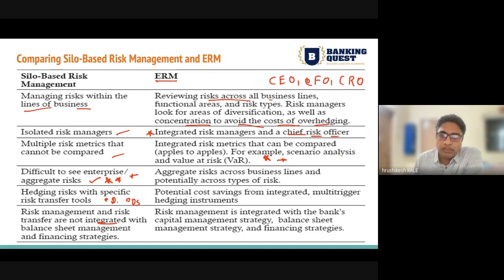Potential cost, yes, a lot of cost saving happens due to a single hedging, wherein there will be no over-hedging. So finance will hedge, operations will also hedge, and so there will be over-hedging. Risk management is integrated with bank capital management strategy, balance sheet, and financing strategies.